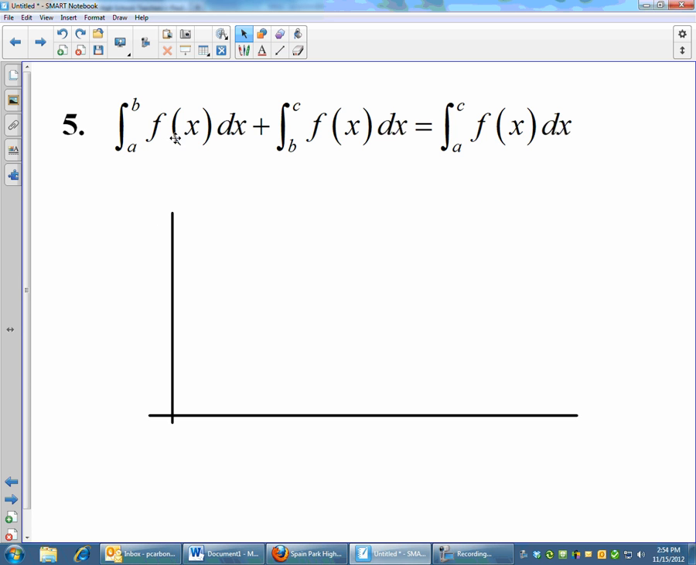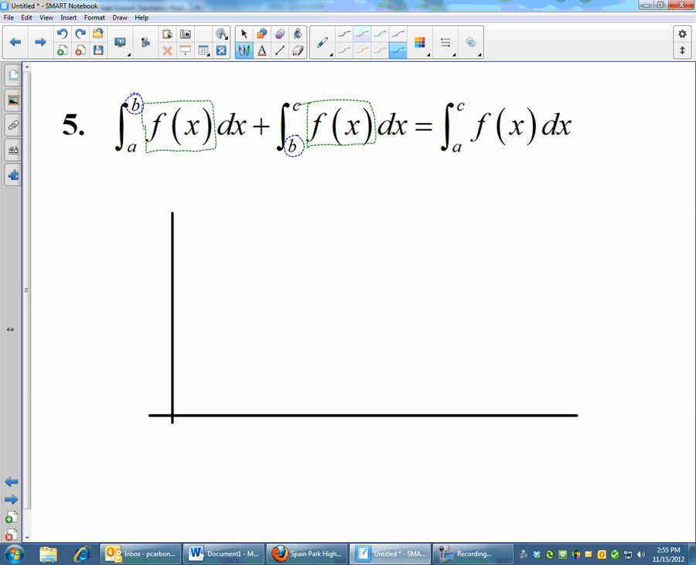If you're doing the area under f of x from a to b, plus the area from b to c, those morph into the area from a to c. And the two things you have to look out for: the function must be the exact same, and the upper limit of the first one must be the same as the lower limit of the second one. So those have to match up in order to use this property.